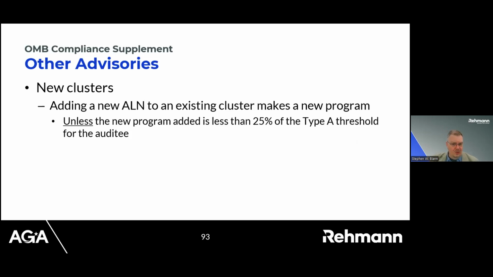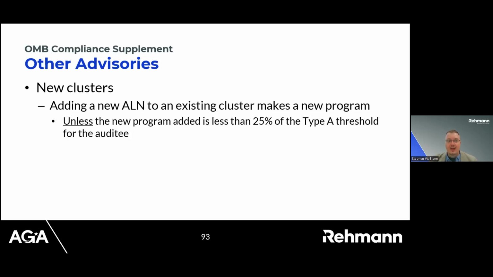There have been a few new clusters created during COVID, a few more this year even. When you add an existing or a new assistance listing number to an existing cluster, though, it begs the question, is it a new cluster or is it still the old cluster? I tested this cluster last year, but that was before you added this new assistance listing number. So here is what the rule is. If the feds add a new assistance listing number to a cluster, that makes it a new cluster that has not been tested before.